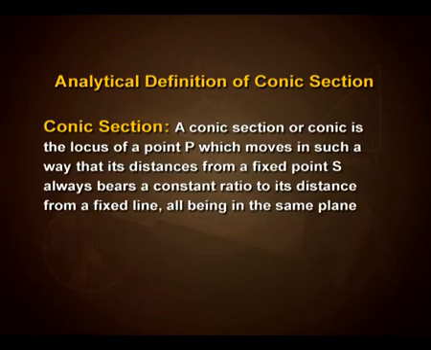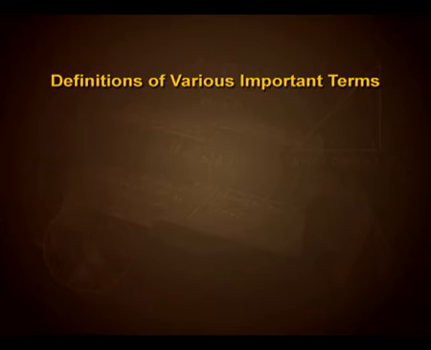Now, let us look into the analytical definition of conic section. A conic section or conic is the locus of a point P which moves in such a way that its distance from a fixed point S always bears a constant ratio to its distance from a fixed line, all being in the same plane. Now, let us look into the definitions of various important terms.